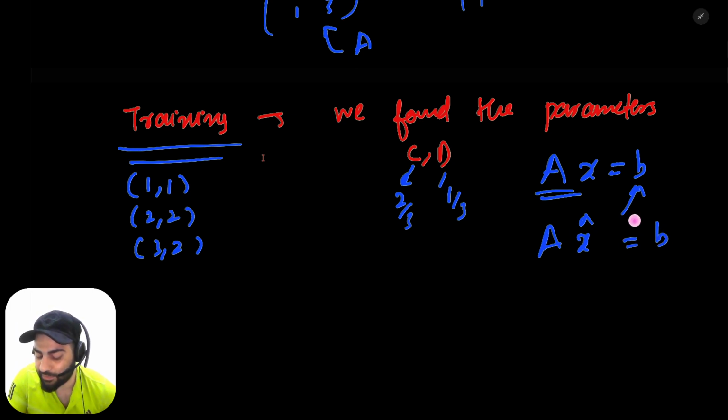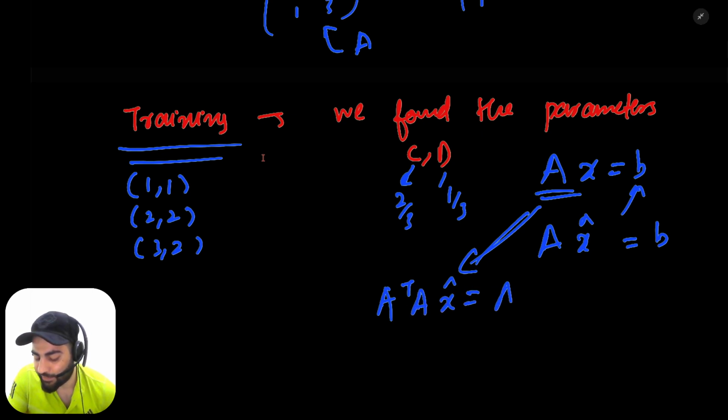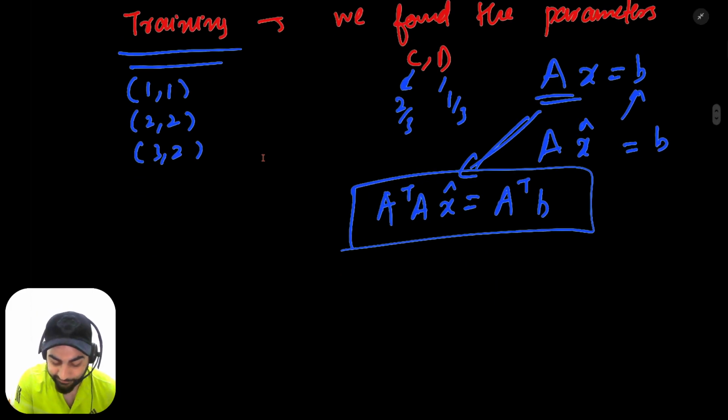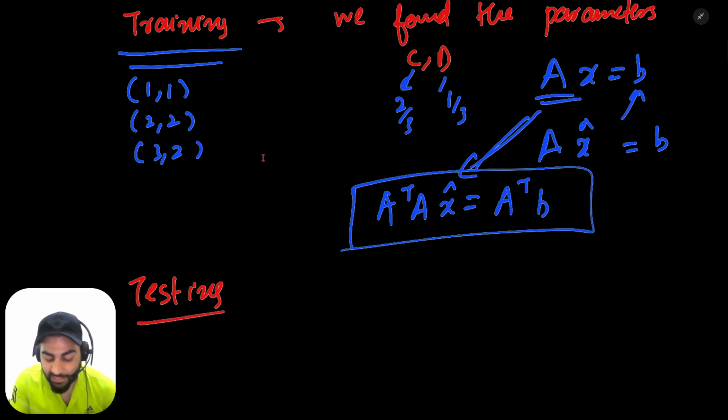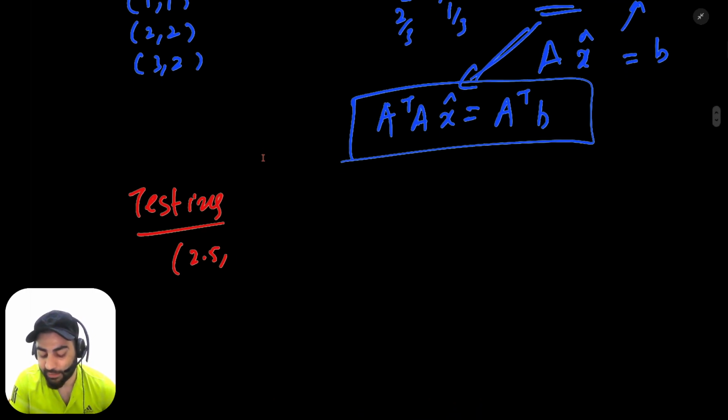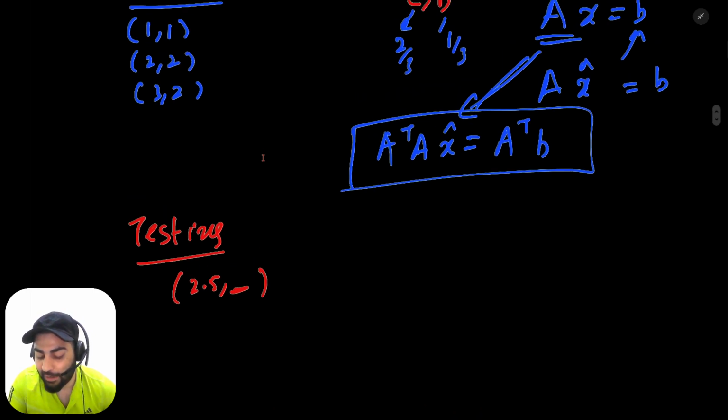So we tried to basically solve the equation A transpose A x hat is equal to A transpose b, which gave us the projection, and then we tested it. That is called the testing phase. What's the testing? We had given a point, 2.5, and we had to find its y coordinate, the other coordinate. So now we have these trainable parameters.